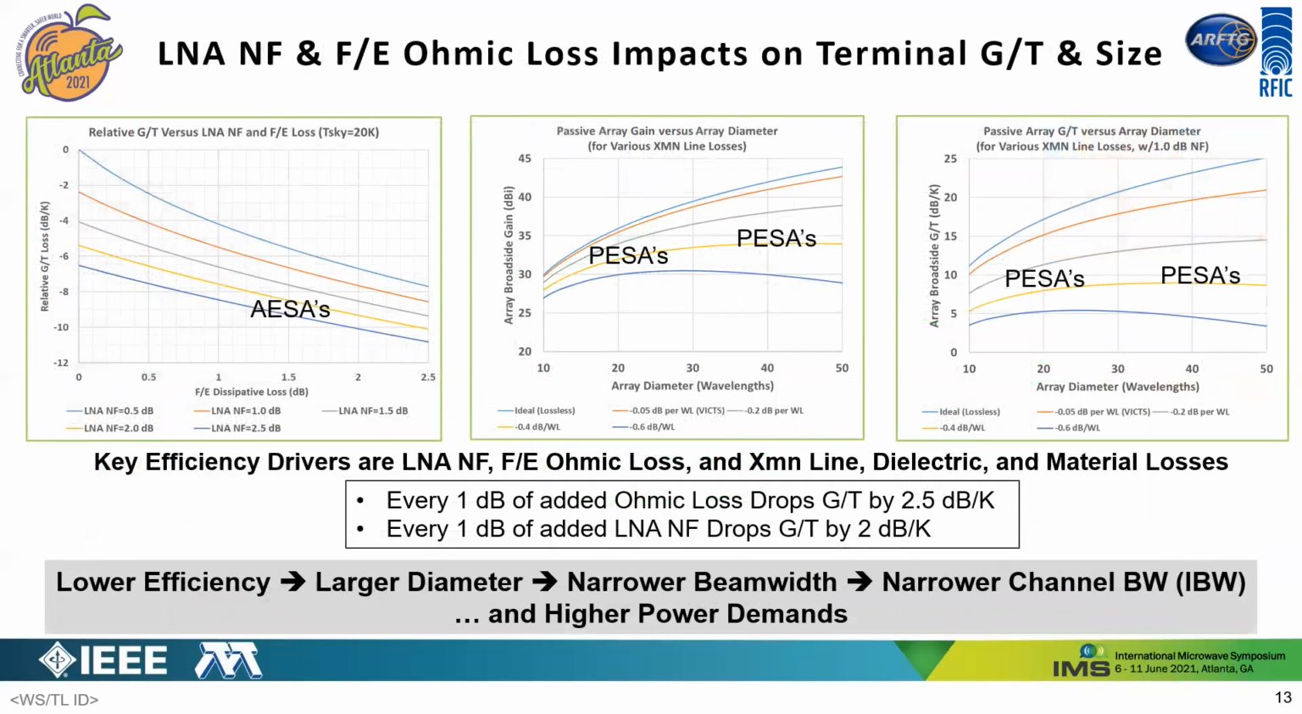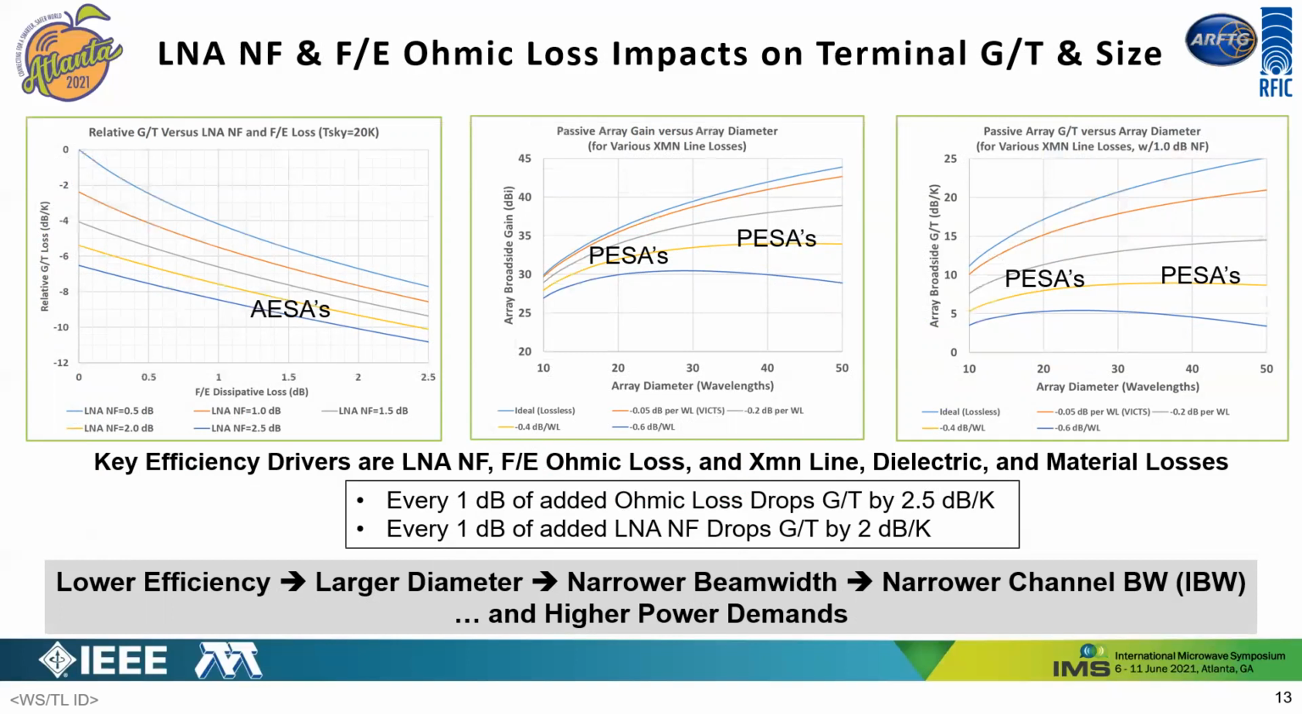Okay, so drilling down a bit deeper on this chart, and again, generic to all phased array types, we can see the net impact of ohmic loss and LNA noise figure on overall G/T efficiency. The chart on the left applies to active, i.e. the distributed ESAs or AESAs, where there's generally one LNA dedicated to each radiating element or a small group of elements, typically 4. The middle chart and the chart on the right apply to passive centralized phased array types, where there's generally one centralized LNA and one centralized HPA.